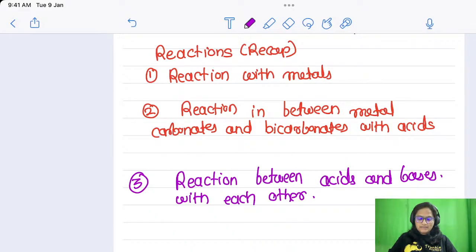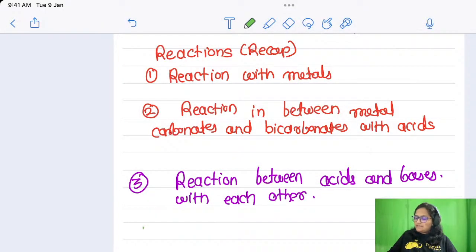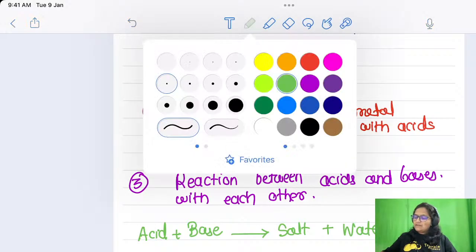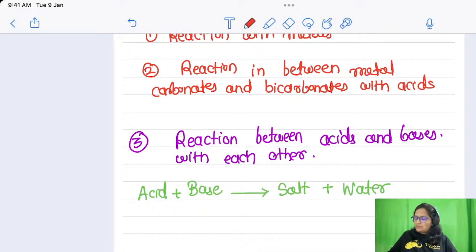That is a very easy reaction, guys. One simple formula you can remember: acid will react with base to give salt and water. This reaction is going to neutralize the effect of acid and base, therefore it is also simply called a neutralization or acid-base neutralization reaction. Neutralization means decreasing the effect.